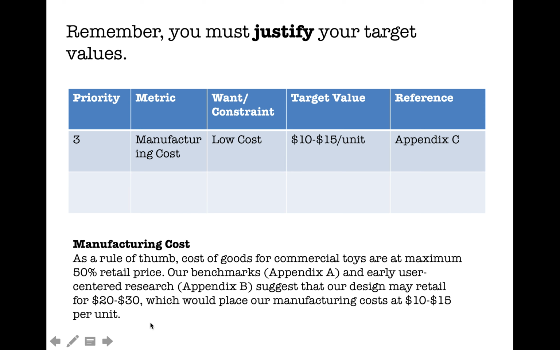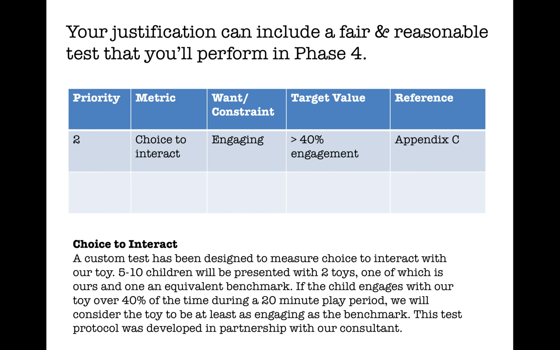So as a rule of thumb, cost of goods for commercial toys are 50% retail price. Our benchmarks and early user-centered research suggest that our design may retail for 20 to 30 bucks, which would place our manufacturing costs at 10 to 15. Okay, so that's citing your benchmark, saying, okay, this is about what the price is coming in at. Rule of thumb, your cost of goods is about half of your retail price, right? So that's how I got that 10 to 15 per unit. Okay, so it doesn't need to be complicated, it doesn't need to be long, but you need to show me that you've justified your target values.